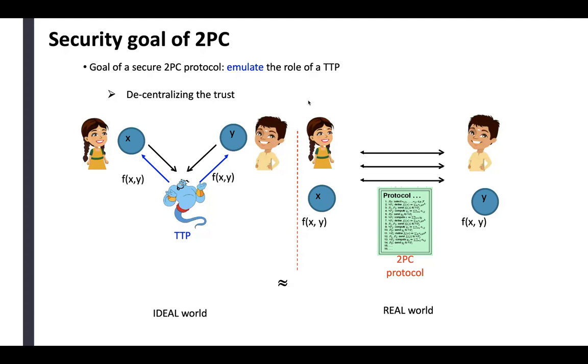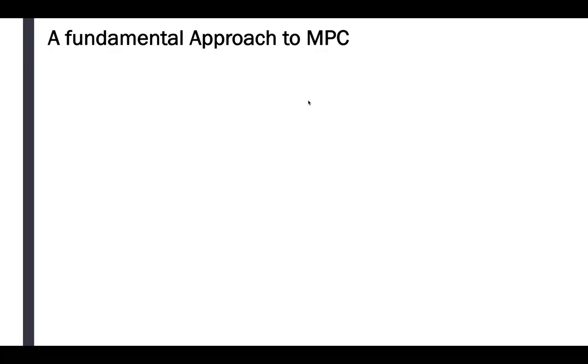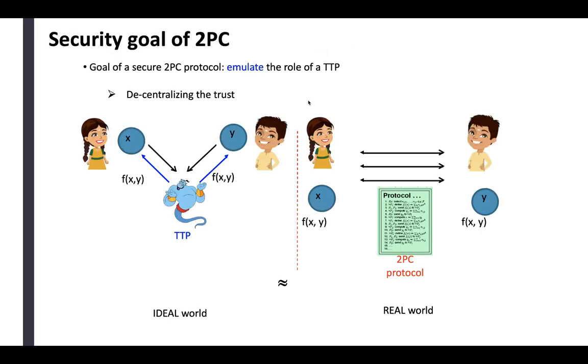In a TTP-based solution, as you can see, the only information that is leaked to the party is that it. Even though the first party, let's say Alice, is corrupt, it learns its own input X and the final output, which is F of XY, which is handed over by the TTP, and that is it. We want to emulate the same impact even using this protocol. That is when we would say that our protocol that is run interactively between these two parties is secure. So at a very high level, this is the definition of security that we will follow.